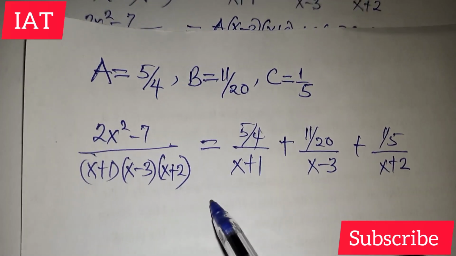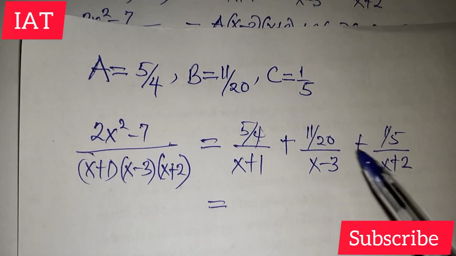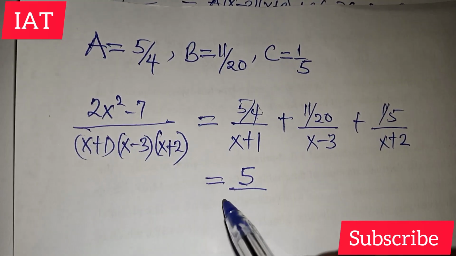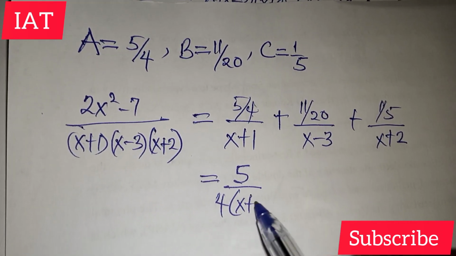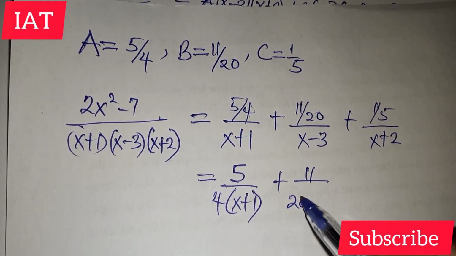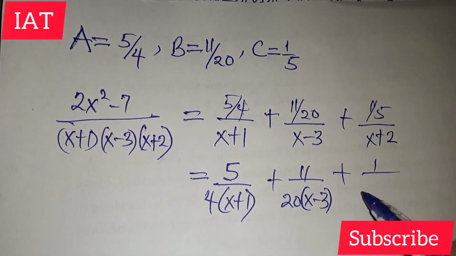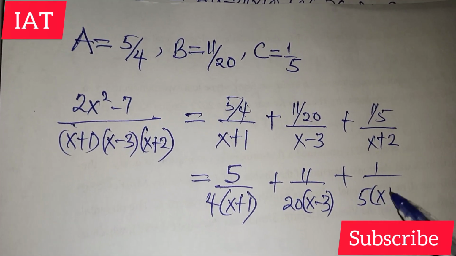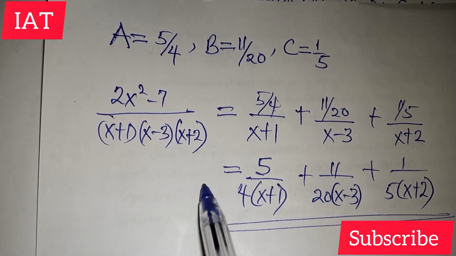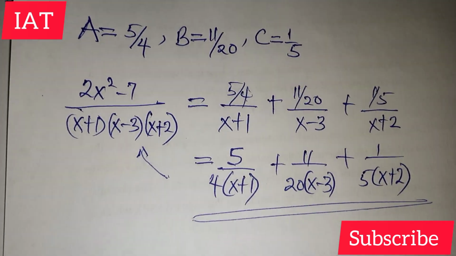So the final point is to make sure that these denominators come back here. If you move them downwards, you have 4 into x plus 1, plus 11 all over 20 into x minus 3, plus 1 all over 5 into x plus 2. So this becomes the partial fraction of this particular fraction. We've resolved this to partial fractions.